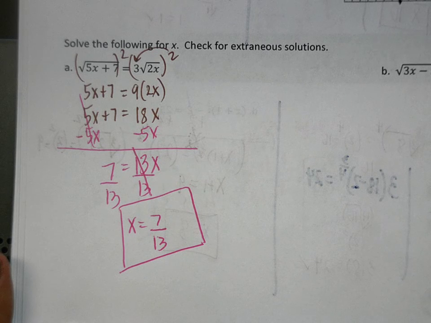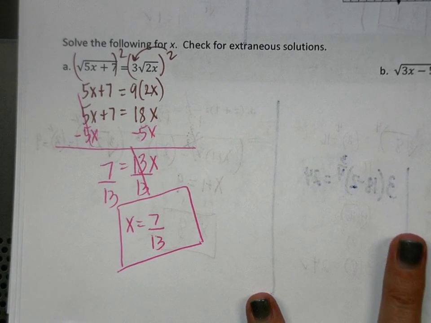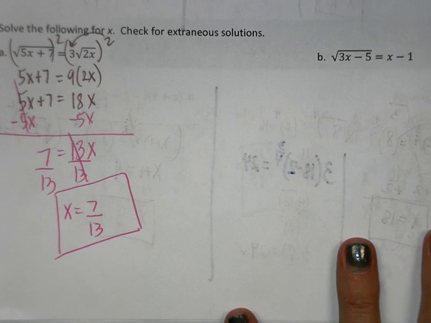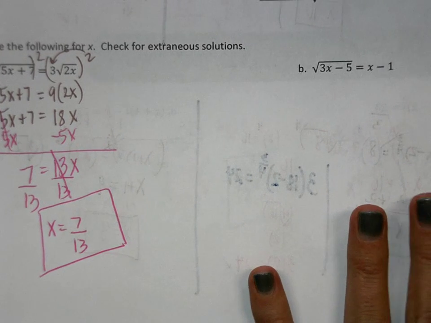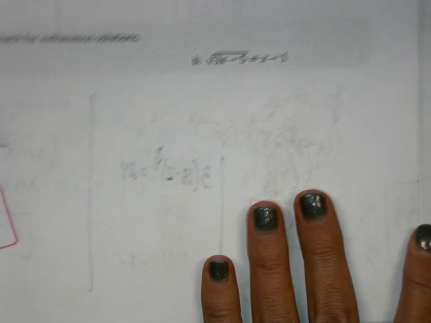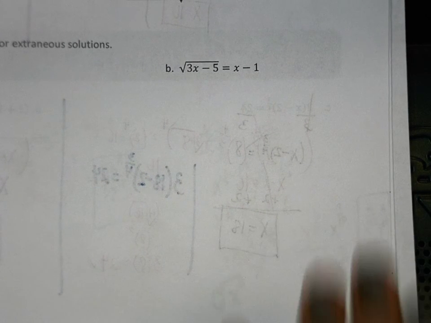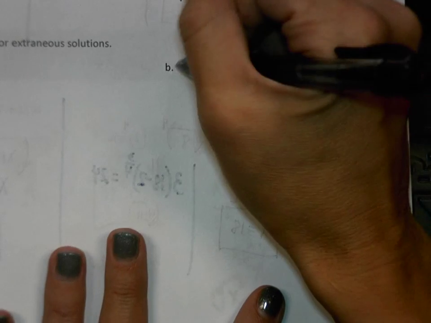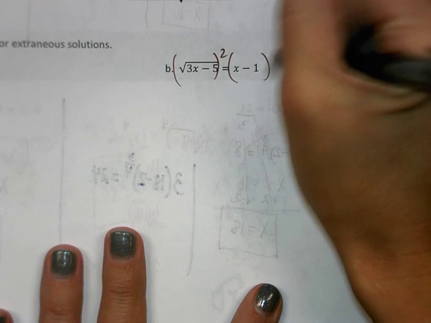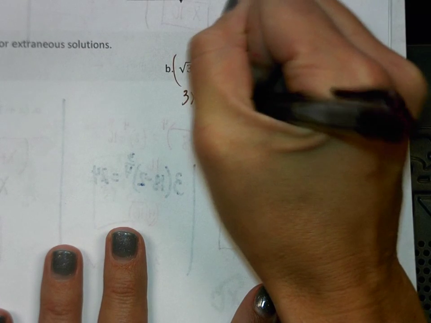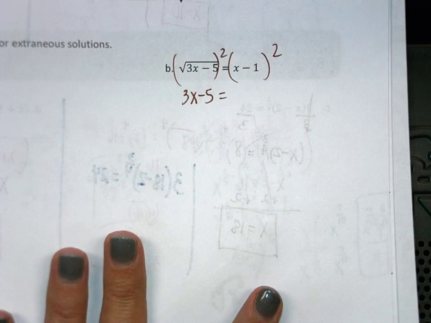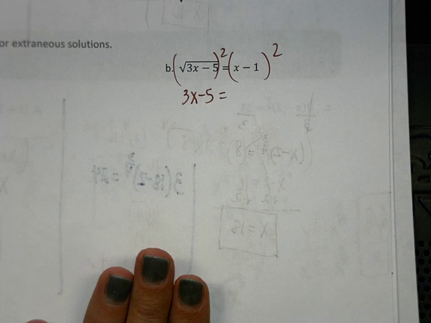All right, last problem. Do you think you guys can do this on your own? No. Okay, but we'll go ahead and do it together for time's sake, because we are actually running out of time. Okay, what will I do? Good. Square both sides. 3x minus 5 equals, when I square x minus 1, Zach, what do I get?